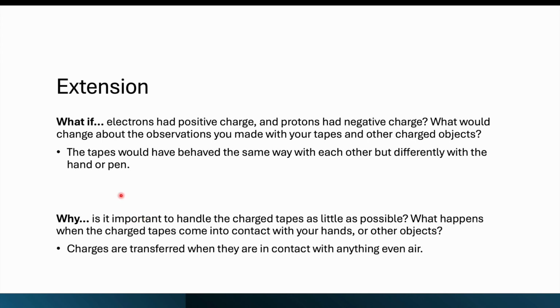As an extension, what if electrons had positive charges and protons had negative charges? What would change about the observation you made with your tape and other charged object? Well, they would behave in the same way, because if we use the same preparation method, both tapes will have the same charge, whether protons are negative or electrons are positive. They will continue to repel each other as long as they have the same charge.